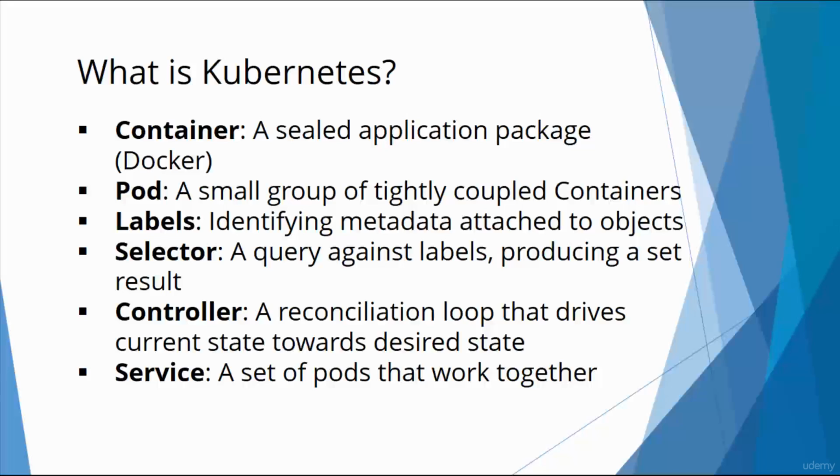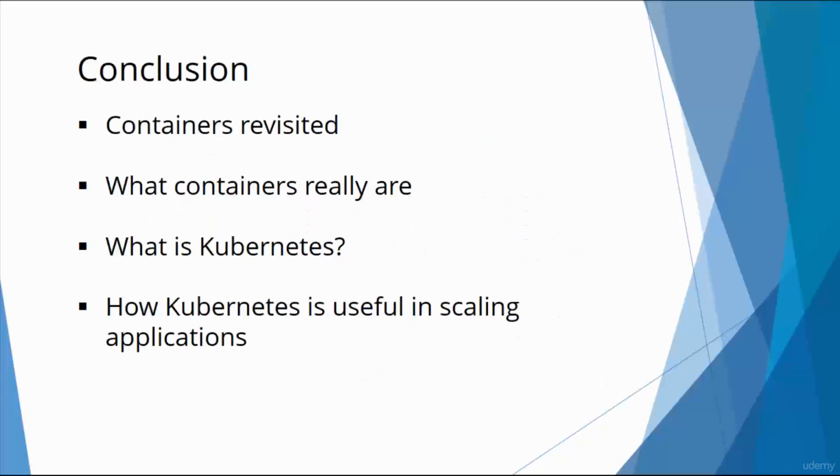And then of course you create labels to identify them, and you can use the selector to query against these labels, because keep in mind that these containers can number in the millions. Google creates 2 billion containers a week. So we need some kind of management, and Kubernetes is all about managing your containers. Therefore it comes up with pods, labels, selector, controller, and service.